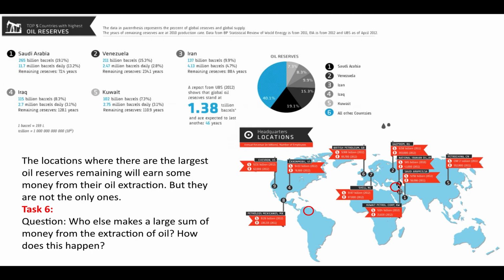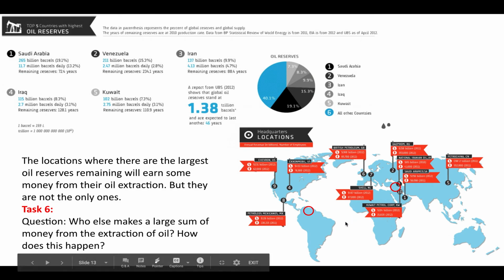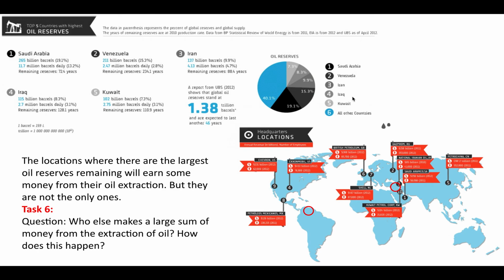And if they up the amount of oil they extract, if they continue to take out more and more, then actually that number is only going to go down. So the locations with the largest oil reserves remaining, Saudi Arabia, Venezuela, Iran, Iraq, Kuwait, will earn lots of money from their oil extraction. But they aren't the only ones.